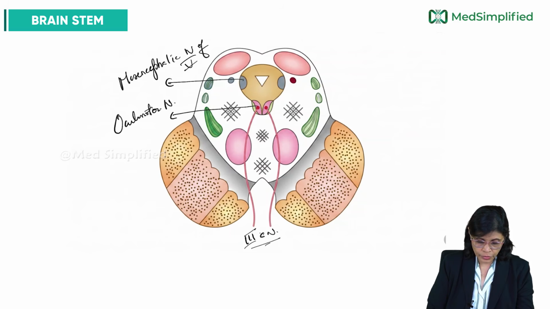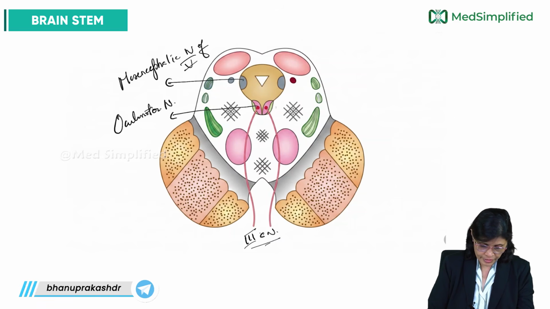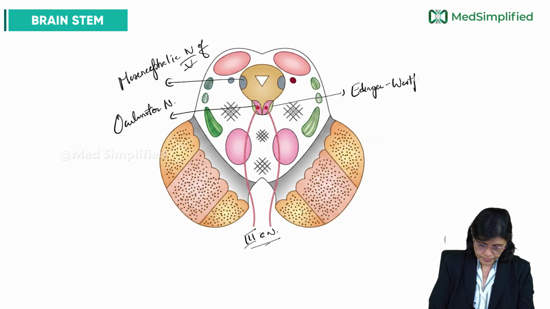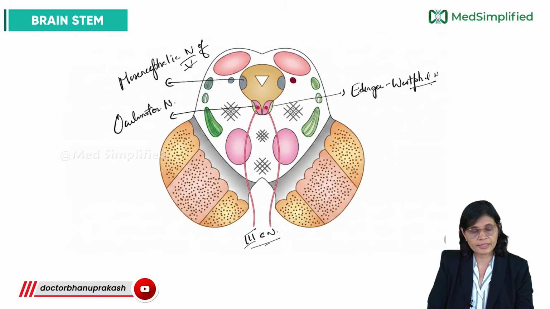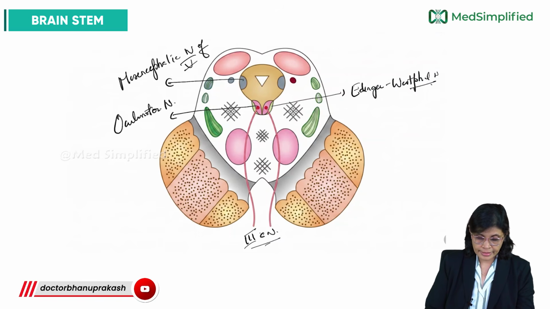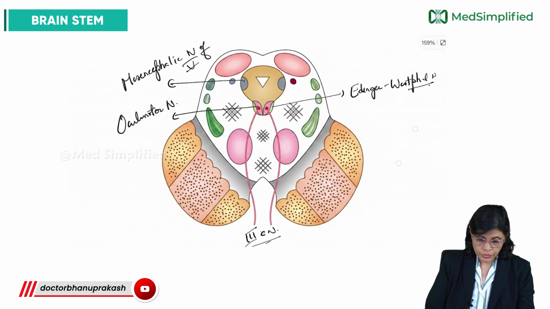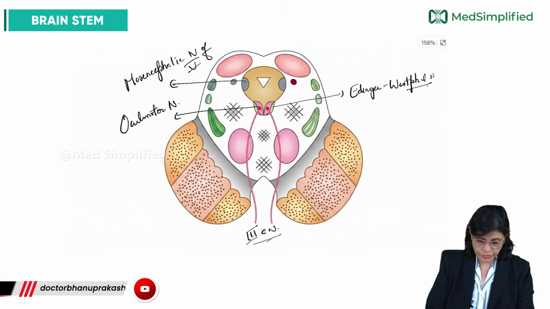The two nuclei fuse together forming a single nuclear complex here, and on either side it will have this body, known as the Edinger-Westphal nucleus. The Edinger-Westphal nucleus mainly supplies the sphincter pupillae and the ciliary muscle. So that is the things which we see here.